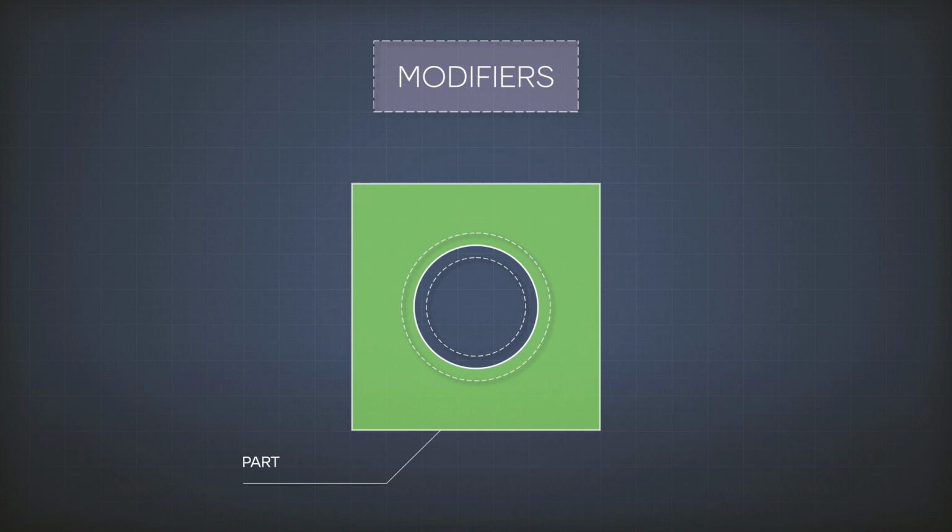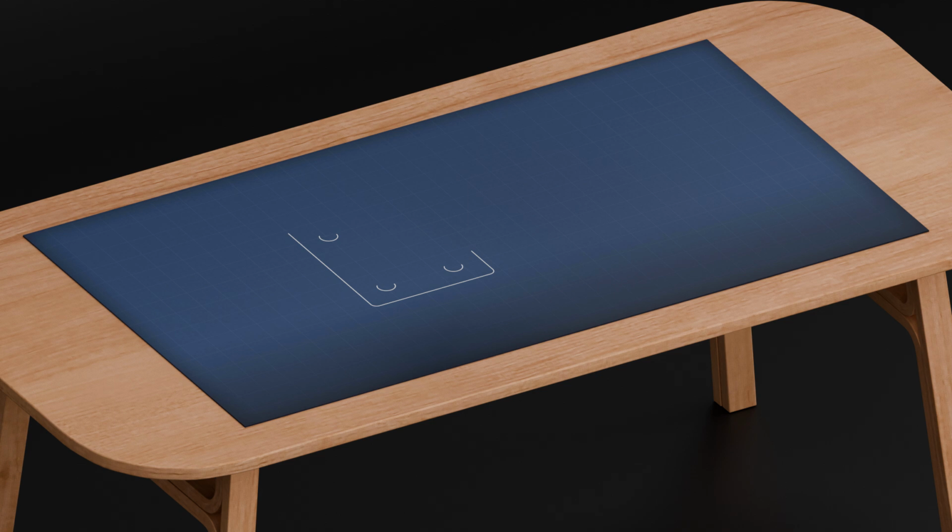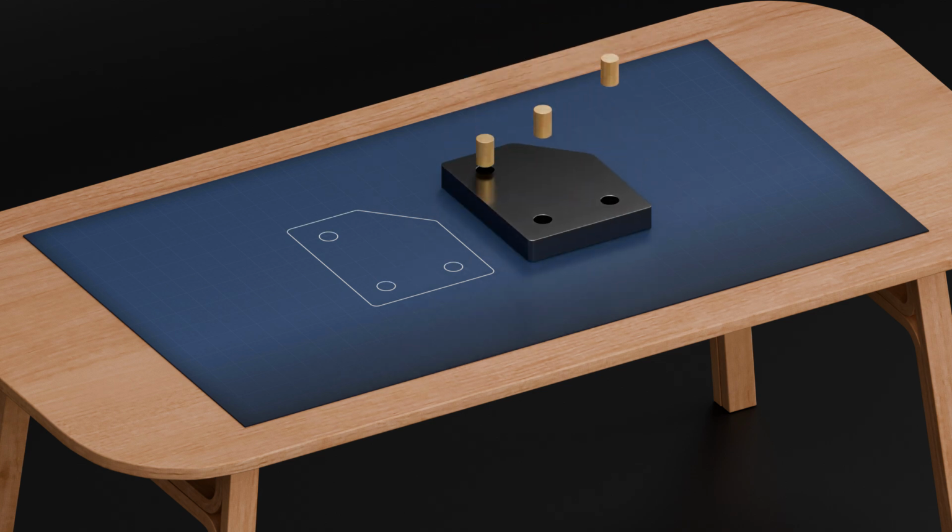So, for example, a material condition modifier tells the manufacturer or inspector, hey, when this part has the most material possible, here's how much tolerance you can allow. And when it has the least material, here's how that changes. It's all about being clear, so that what we design, what we make, and what we inspect all align perfectly.